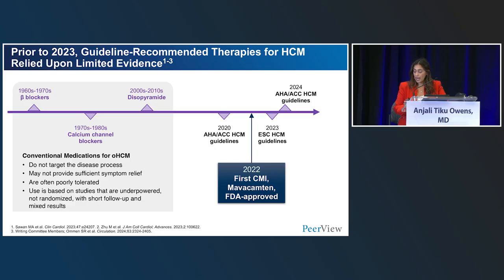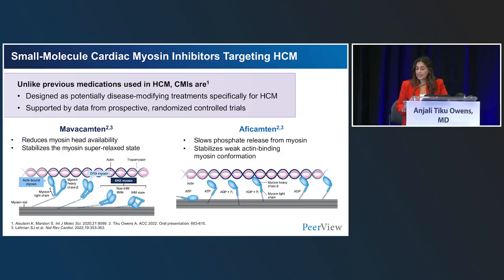And of course, that happened with the first cardiac myosin inhibitor, mavacamten, first in class, which was approved in 2022 by the FDA and subsequently incorporated into both the 2023 ESC HCM guidelines and the 2024 AHA-ACC guidelines. So what are these agents, this new class of medications, the cardiac myosin inhibitors?